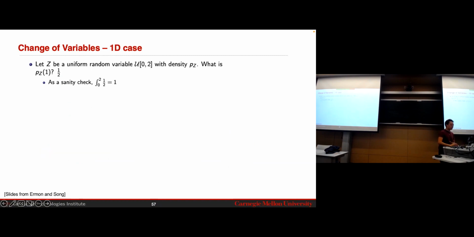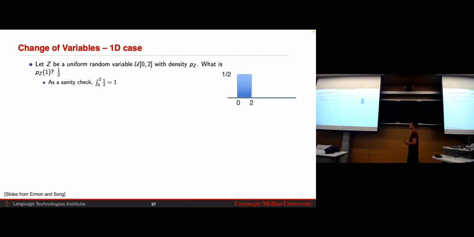So let's just go through some very simple examples. And again, these slides are credit to this very nice generative models class at Stanford. So just assume that z is a uniform random variable, uniform between 0 and 2, with some probability density function. So what is p of z of 1? That's easy. That's just half, right?